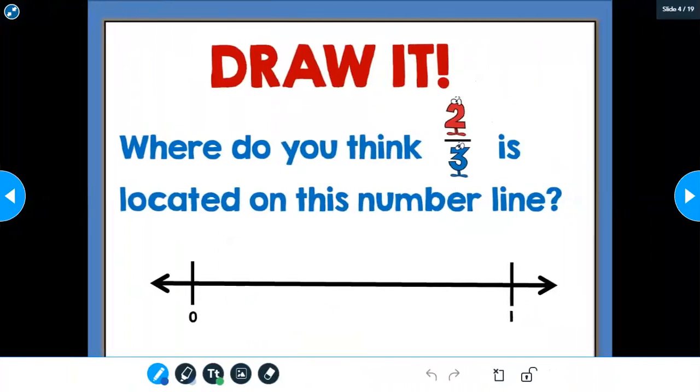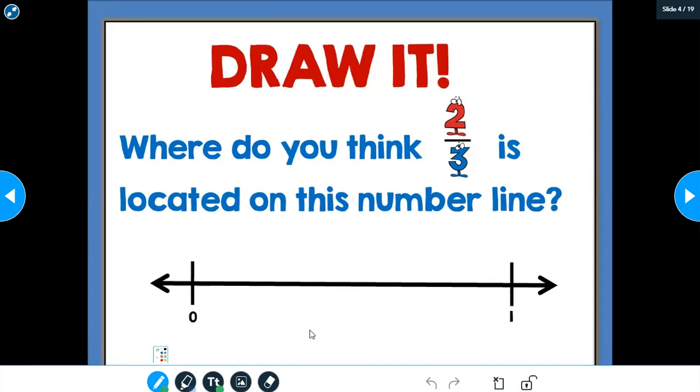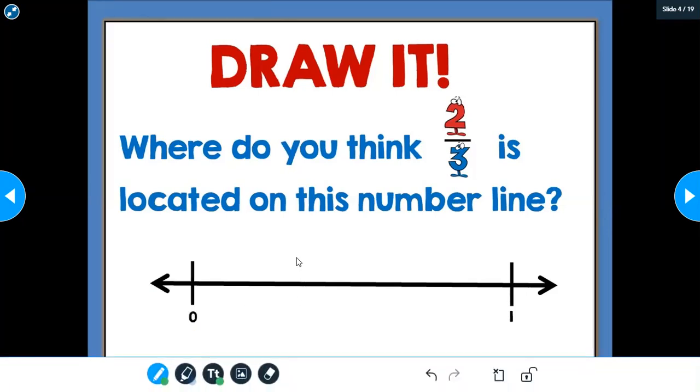Where do you think 2/3 is located on this number line? Hopefully you have a piece of paper, or you're outside with some sidewalk chalk, or something to write with. Where do you think 2/3 is on this number line? Remember that it doesn't need to be perfect. It just has to be about right.